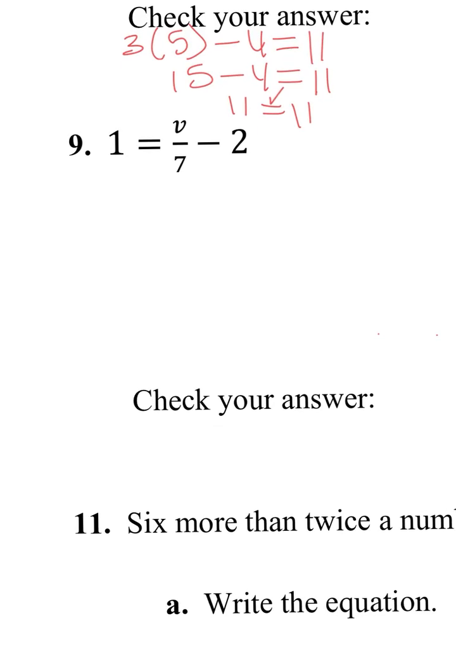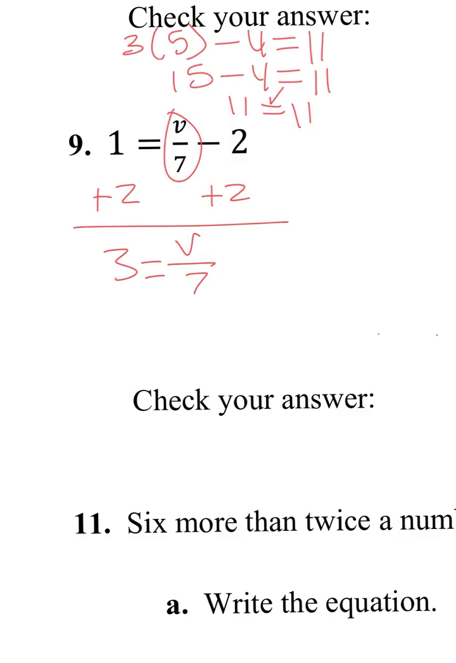On number 9, we've got 1 equals v divided by 7 minus 2. So circle the variable and any number attached to it. First things first, get rid of any addition or subtraction. So I'm going to add 2 to both sides. So I'm left with v divided by 7 equals, what's 1 plus 2? 1 plus 2 is 3.